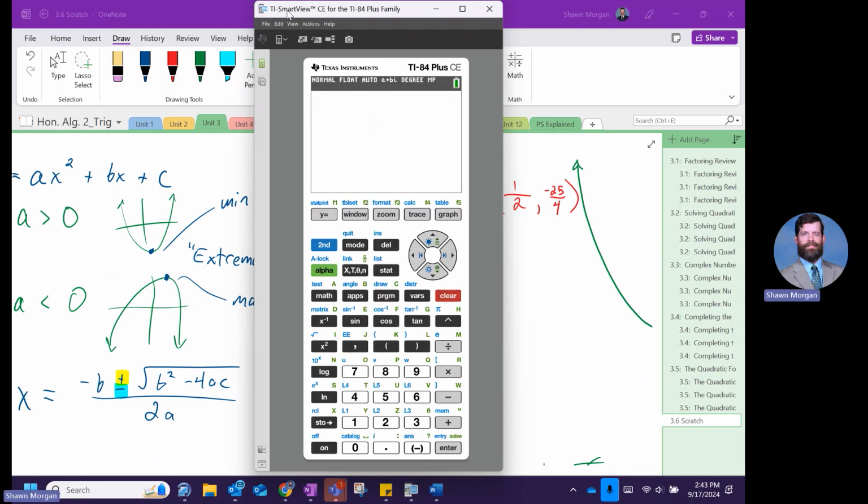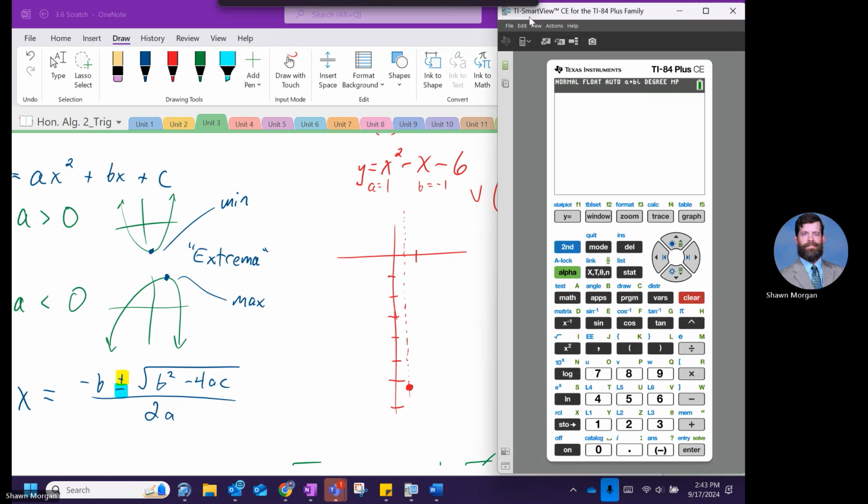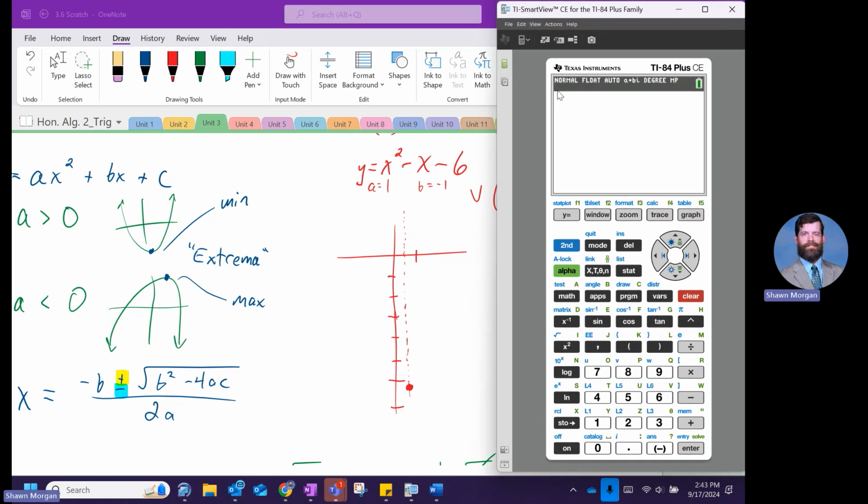It came with the handheld calculator. So when you buy this calculator, I think you get the emulator.